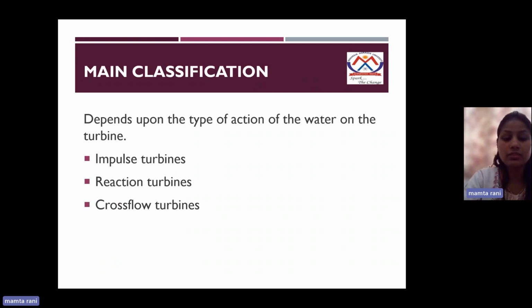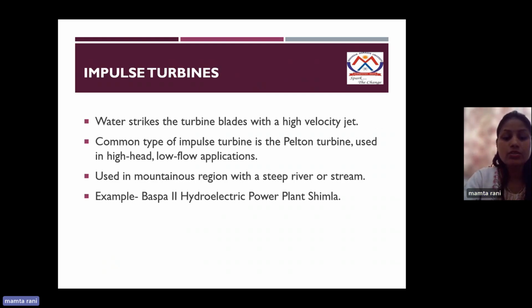Next we have a slide of the main classification of hydraulic turbines. It is based on the type of action that water has on the turbine blades. So we have three main types of hydraulic turbines based on this criteria: impulse turbine, reaction turbine, and cross flow turbine. So this is the impulse turbine.